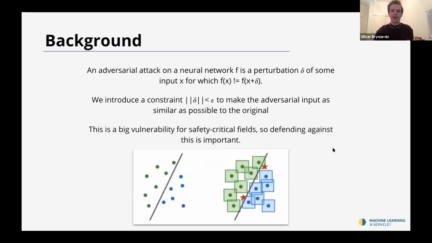So first, some preliminaries. In case you don't know, an adversarial attack on a neural network is a perturbation of some input which causes the network to misclassify the input.